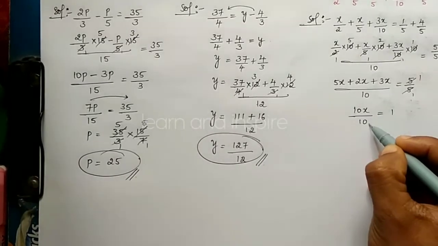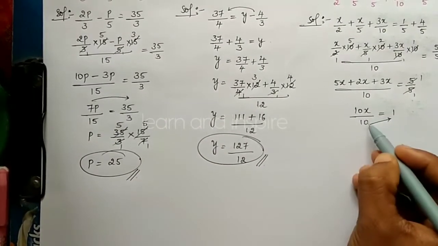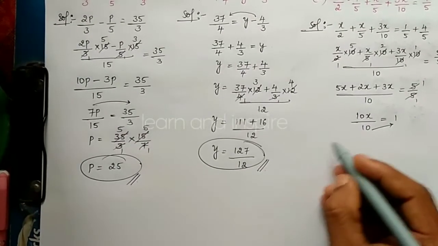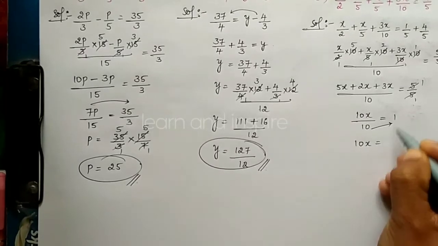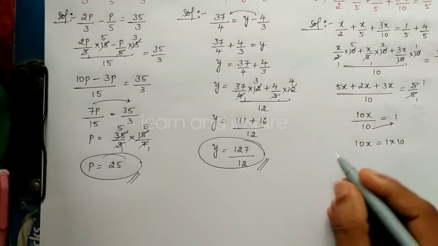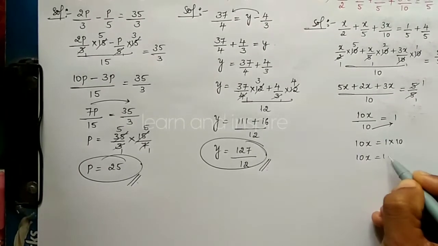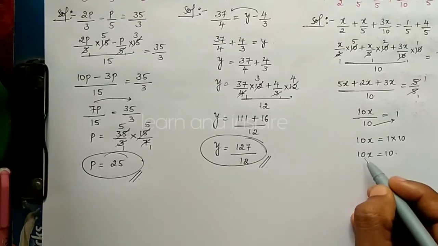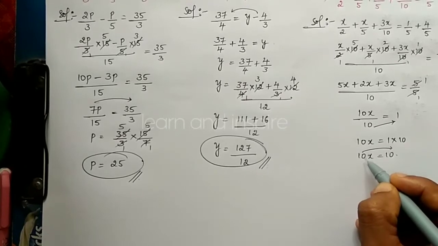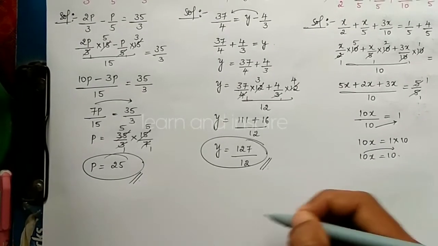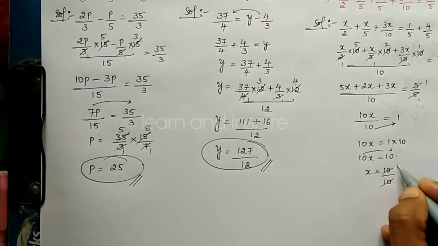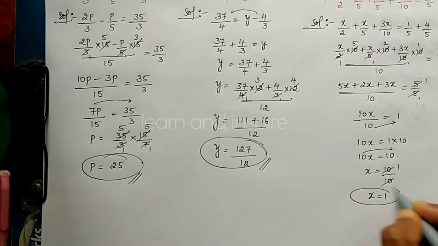Now we can cross multiply this 10 because the 10 is on division. If I transpose a division to RHS, it becomes a multiplication. So 10x is equal to 1 into 10, so 10x is equal to 10. Now we find the value of x by transposing this 10, because 10 is on multiplication. If I transpose multiplication to RHS, it becomes a division. 10 by 10 is 1, so x is equal to 1.